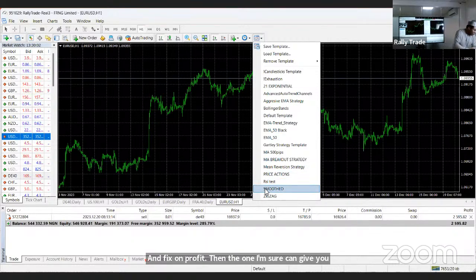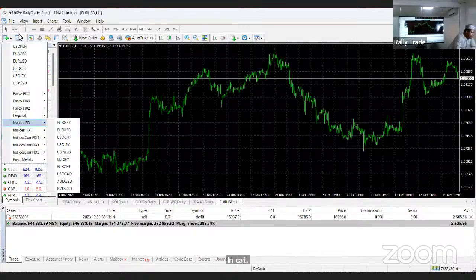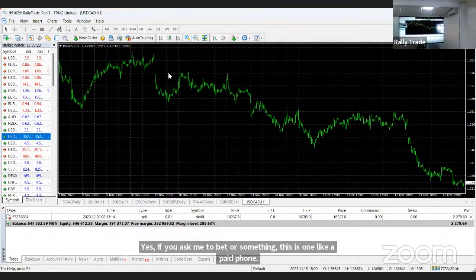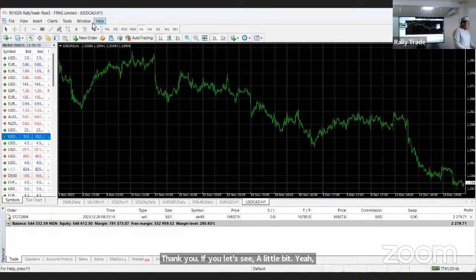Then the one I'm sure can give you money now, like if you must enter now, is USD card. Let's go to USD card, all of us, and just enter a buy. I know that price will reverse. Yes, a buy on USD card. If you ask me to bet on something, this is one I can bet on. I don't bet, but if you say, let's bet, I'll go for this one. Okay, so let's place a buy trade on it. I'm going to enter buy in your presence.